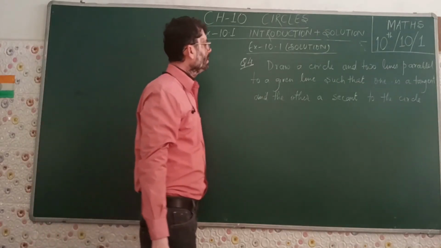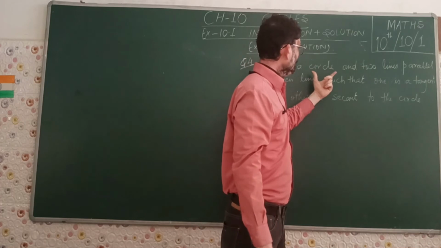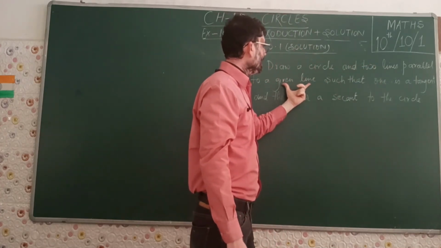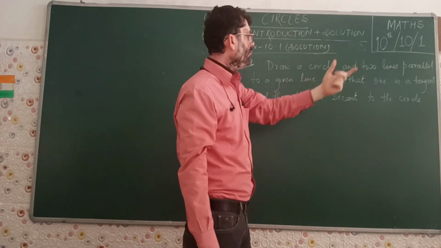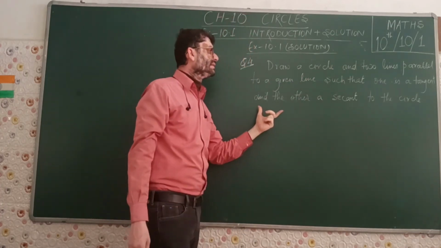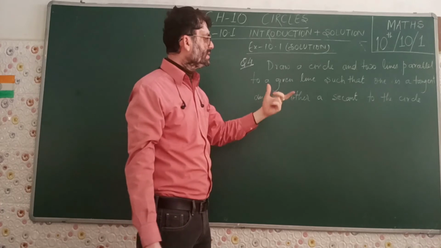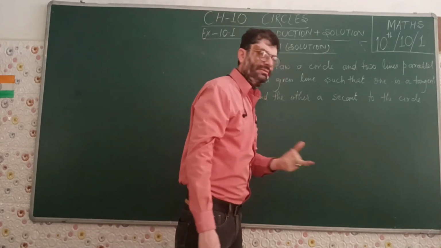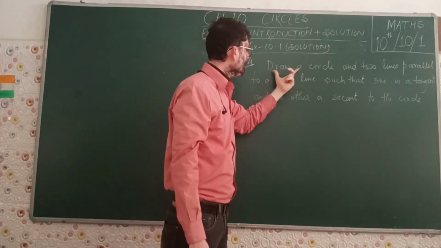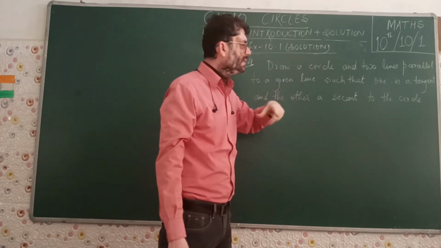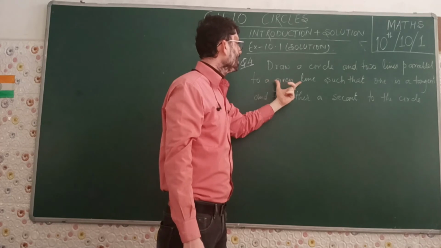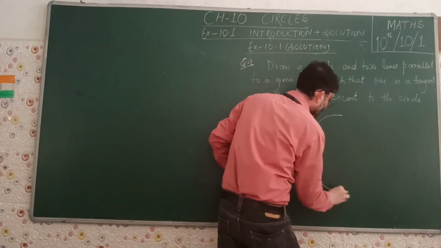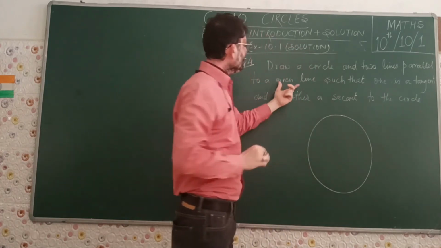Question 4. Draw a circle and 2 lines parallel to a given line such that one is a tangent and the other a secant to the circle. It's just we have to draw it and we have to show it. For that we are given 2 things. We are given a circle, so that means we will have to draw a circle, and we are also given a line. Suppose this is our circle and it is given a line.